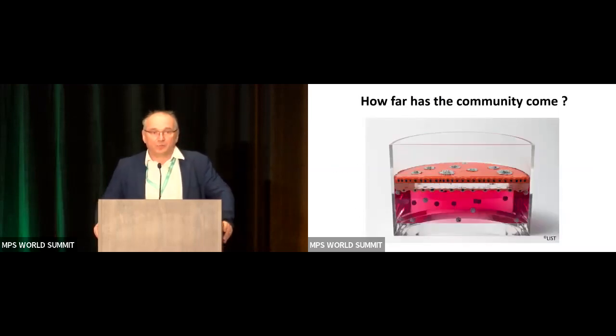So how far has the community come when it comes to the pulmonary system? What you see on this slide is a representation of an alveolar barrier. You see endothelial cells below with some dendritic cells in the blood. You see macrophages on top of the alveolar cells. It's a nice graphical representation, but how are we really scientifically?